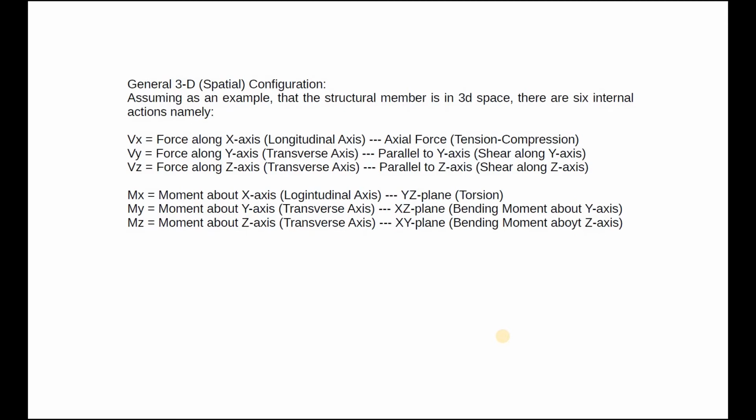In the rotations group, we have Mx, which is moment about x-axis, which is known as torsion or twisting. Then we have My, which is bending moment about y-axis, which can be viewed in xz plane, and Mz as bending moment about z-axis, which can be viewed in xy plane.